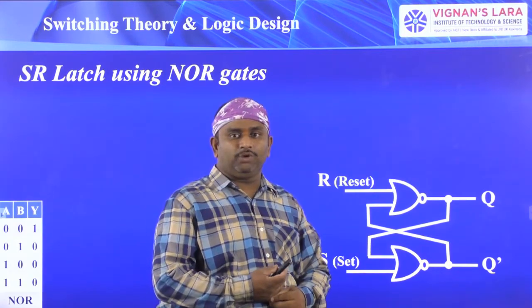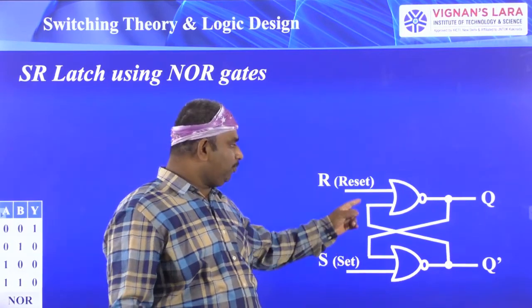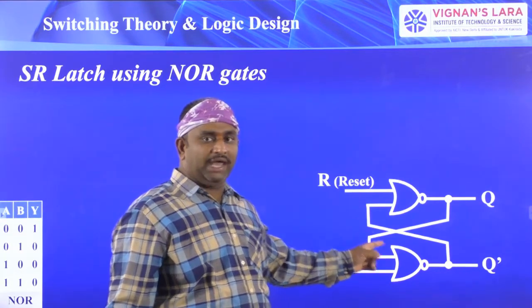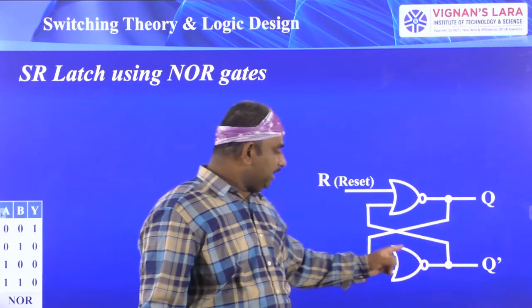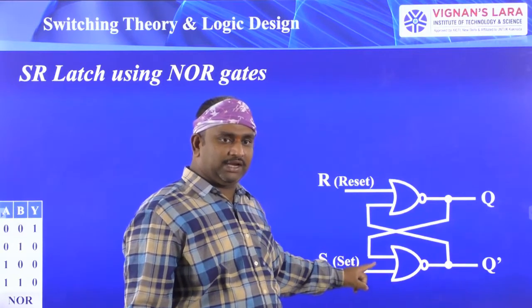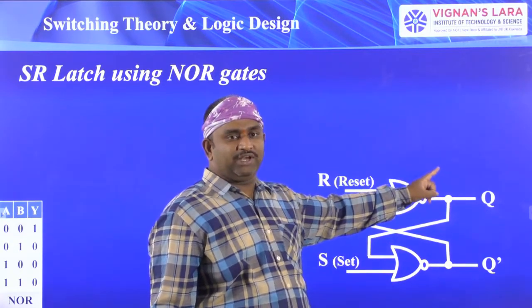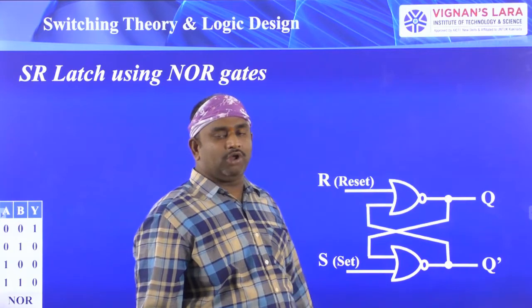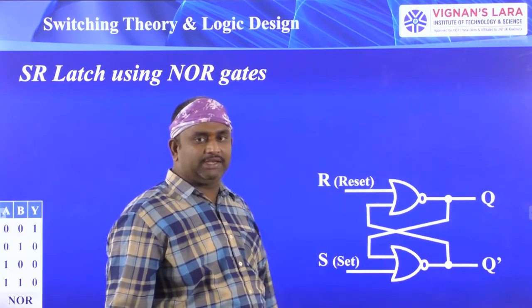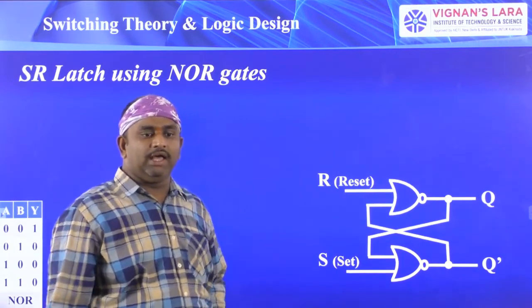So the second input of the NOR gate, see here, the second input of this NOR gate is connected to another NOR gate output. Okay, in the same way, the second input of the other NOR gate is connected to the first NOR gate output. In this way, we have connected the basic circuit of the latch.